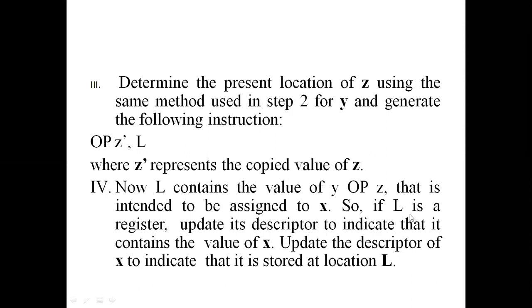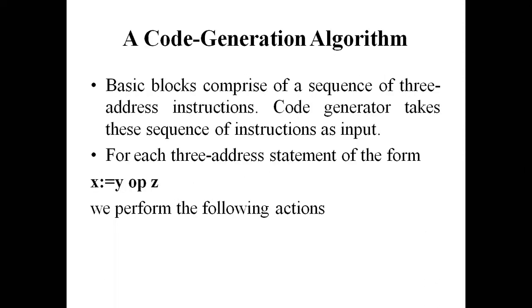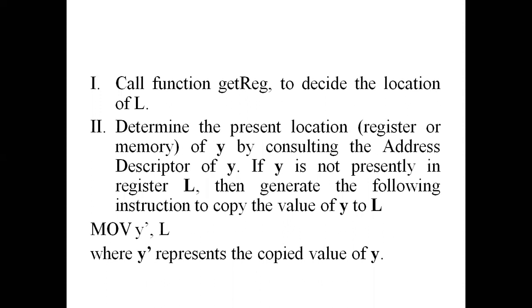So assuming that L is a register, we need to update its descriptor. We need to update its descriptor to indicate that it contains the value of x. Then we need to update the descriptor of x to indicate that it is stored at location L. This is the code generation algorithm. By performing these four actions, we can generate the code.